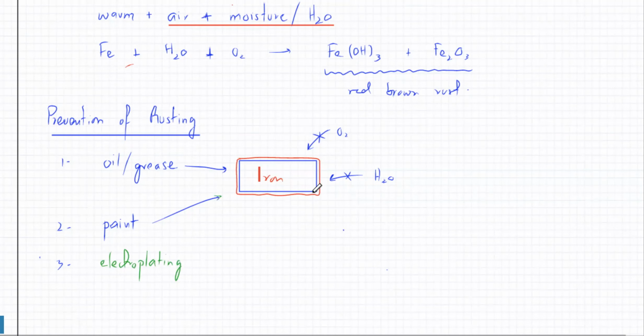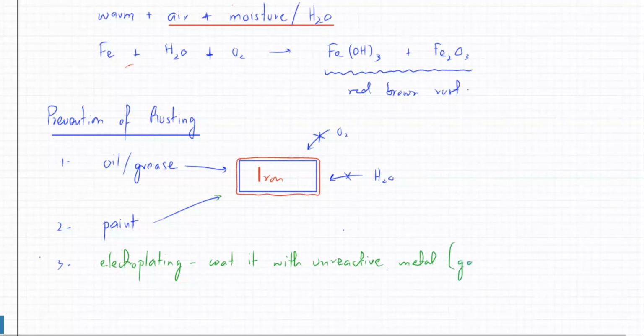The electroplating, what you do is you coat it with some unreactive metal. But reactive नहीं, very unreactive metal. With unreactive metal like gold या silver, जैसे हम watches वगैरह को आप gold plate कर देते हो, coated with unreactive metal. And the example is gold plating.